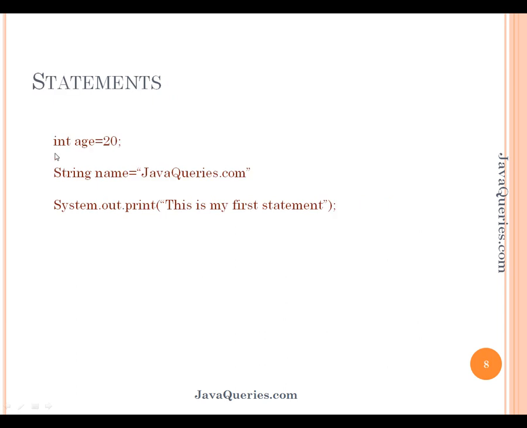Statements. int age = 20. We just saw this statement in declaration of variables. So this is nothing but a statement. String name = javaqueries.com is also a statement. So declaration of variables is a statement. Assignment of variables is a statement. And executing a method, or calling a method on an object, is also a statement. Simple way: System.out.print("This is my first statement"). This prints a value when it is executed. So this is also a statement. There are three statements on this screen. Each line that gets executed in a program is a statement.